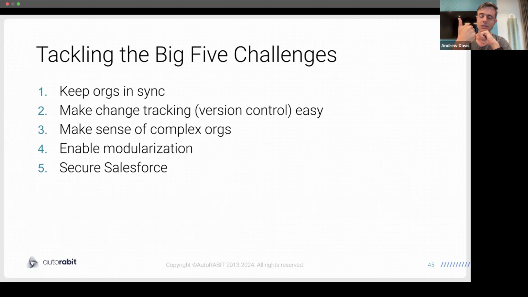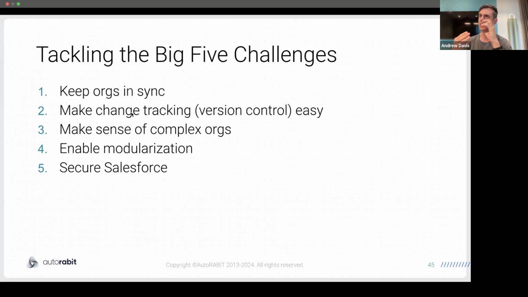One is keeping orgs in sync. As an industry, we do a not very good job of keeping orgs in sync. The second is tracking changes is still not that easy. Depending on your skill level, can be very not easy, and depending on the tools you have. Making sense of complex orgs, back to that idea of visualizing, understanding, disentangling the org, the monolith. Enabling modularization, so you can actually get these very clear, stable, long-lasting boundaries between teams, areas of responsibility, different levels of risk associated with different modules in your metadata and so forth. And then finally, securing Salesforce. Because fundamentally, if your orgs are not in sync, it means you've somehow lost control of the process.